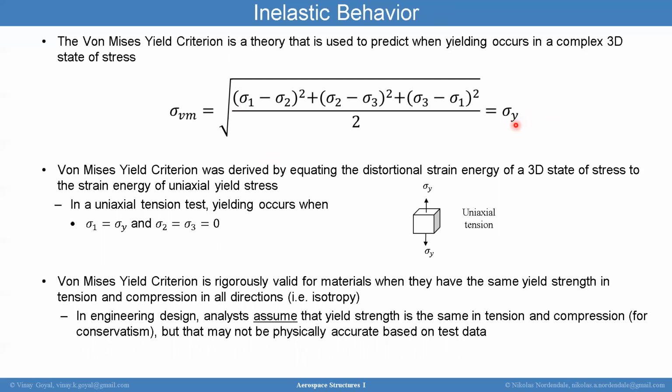Now this criterion is typically pretty valid for materials when they have the same yield strength in both tension and compression, i.e. you think of an isotropic material. Typically in engineering design, most of us analysts will assume that the yield strength is the same in tension and compression for conservatism. We'll just use the lower of the two, which is typically tension. That may not be physically accurate based on test data, but it may be conservative. So if your purpose is using this for design, then it may protect you. If your purpose is analysis for prediction, that may not be as accurate as you need it to be.